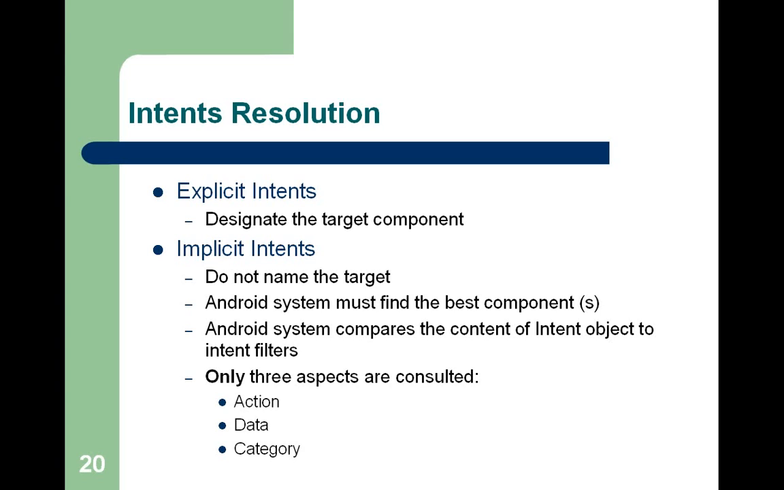But when this comparison is being done, only three aspects are consulted: action, data and category. So it does not take care of component name anyway, because if component name is there, it becomes an explicit intent, and it does not take care of even extras or other fields when this comparison is being done.